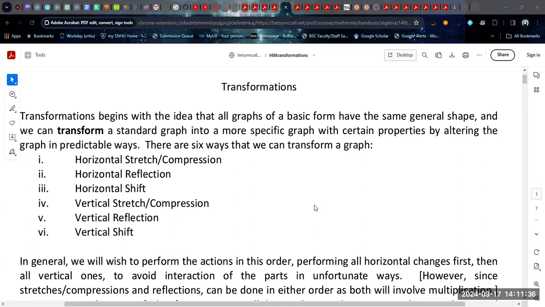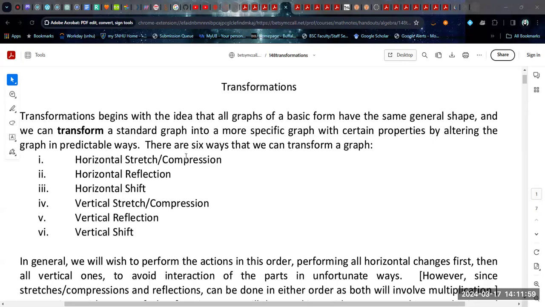And then we have the same combination of things that we can do in the vertical direction. We can apply vertical stretches or compressions. Again, these will be achieved by multiplying by something, and whether we multiply by a large number or a small number will depend on whether we're stretching or compressing. Vertical reflections, and then also vertical shifts.